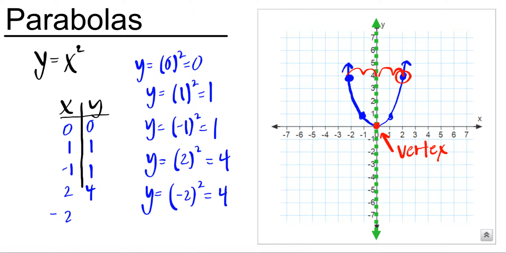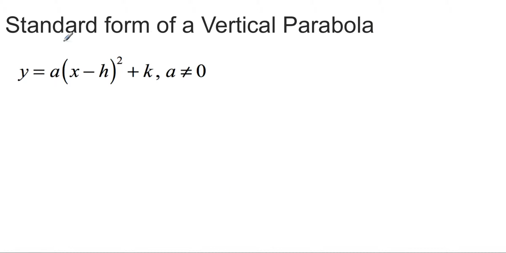But before we do that, we need to look at the standard form of a vertical parabola. And vertical parabola just means it's either up or down, but not on its side. All right, so this looks familiar. It might look very similar to the equation for a circle, and it's y is equal to a times the quantity x minus h squared plus k, where a cannot equal 0. Because if that were a 0, 0 times anything, that would all cancel out.